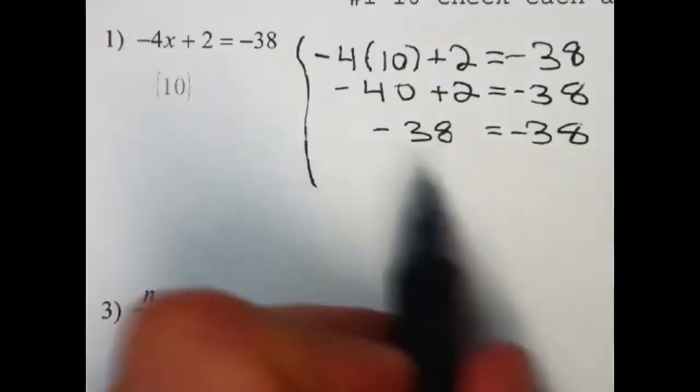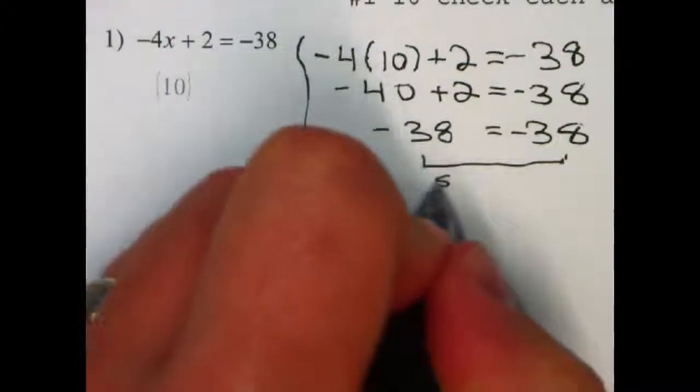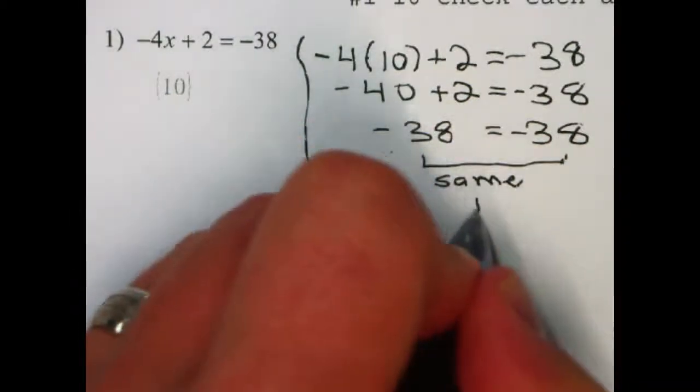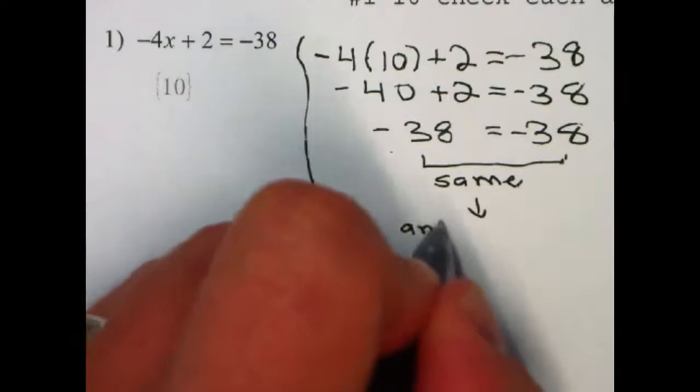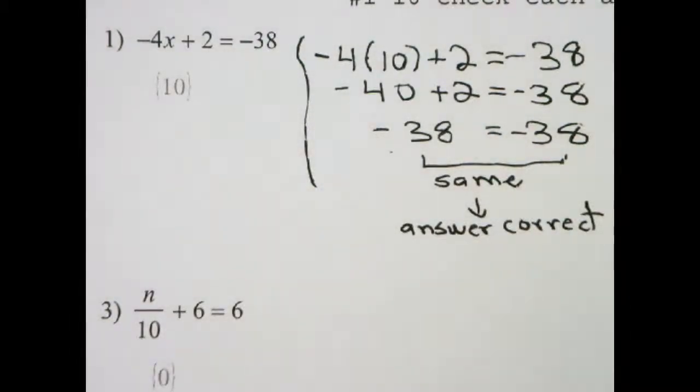Now, if you get the same number, that means your answer is correct. If you get a different answer, that means whatever you got as your answer is incorrect and something you need to go back and fix. So different answer means go back and redo it until it does work.